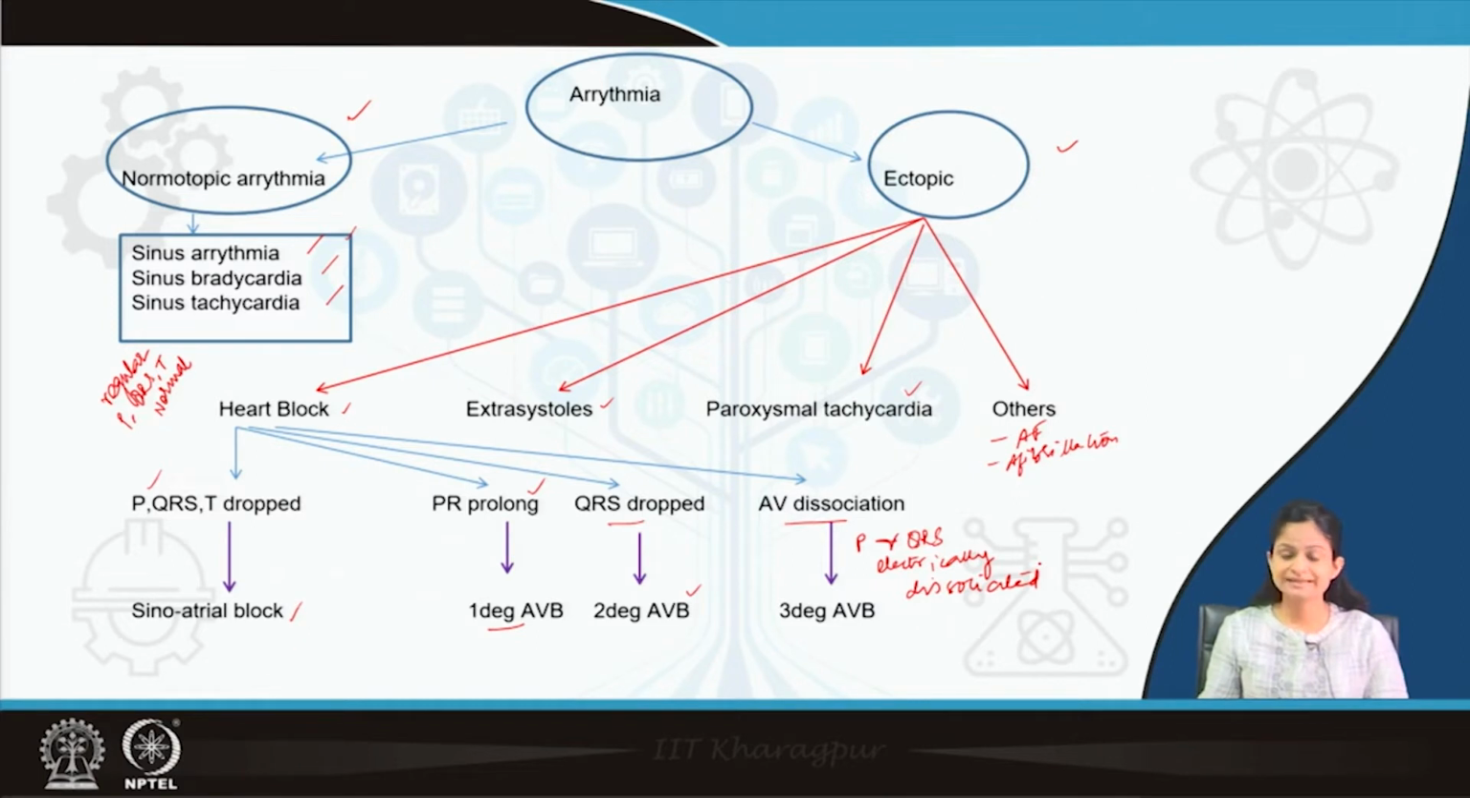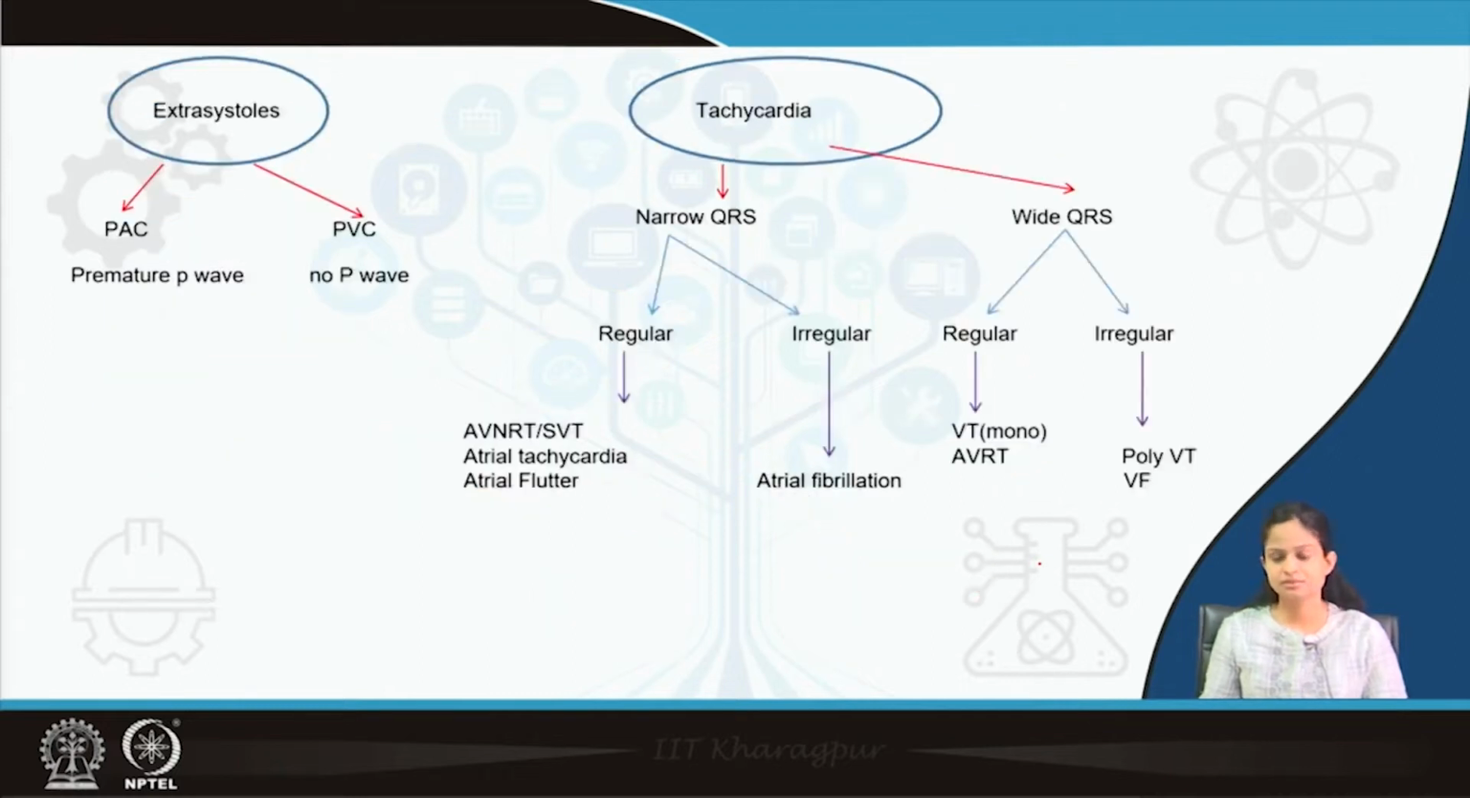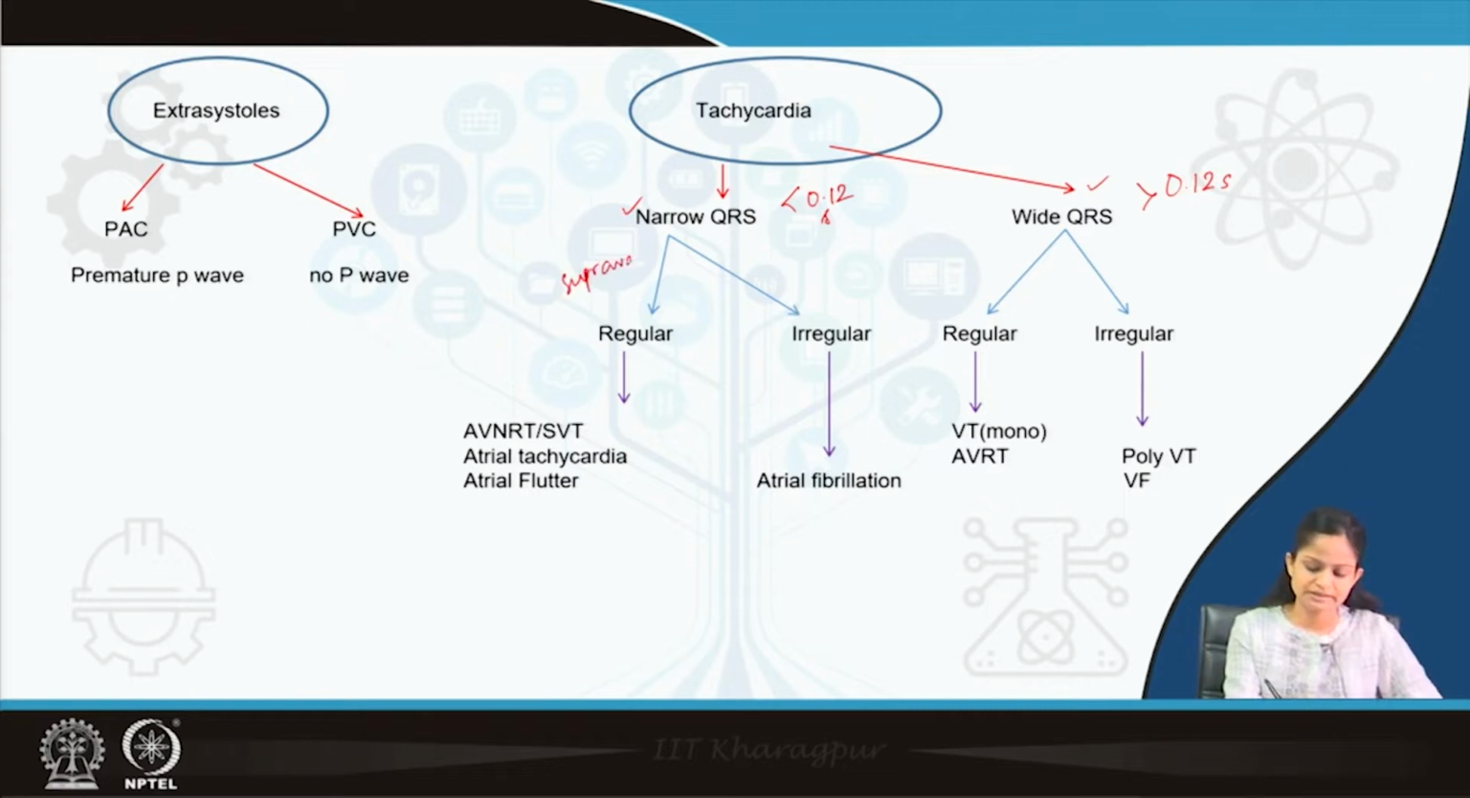Now, the paroxysmal tachycardia. Paroxysmal means it arises suddenly and ends suddenly. Another way of classifying tachycardia is based on narrow QRS complexes and wide QRS complexes. Narrow QRS complexes means less than 0.12 seconds, wide QRS complexes means more than 0.12 seconds. Usually narrow QRS complexes are supraventricular in origin, and wide QRS complexes are generally ventricular in origin. Now again, these features can be regular or irregular.